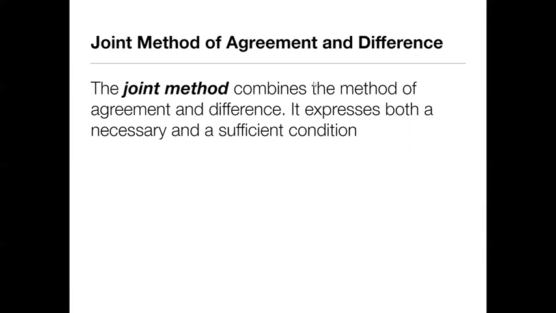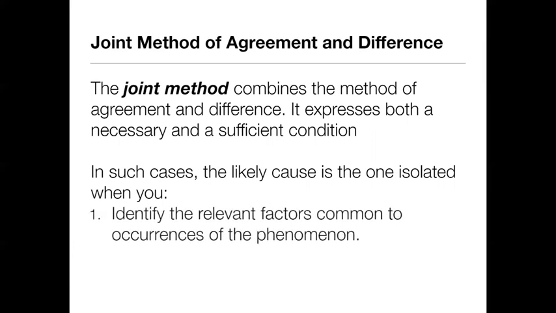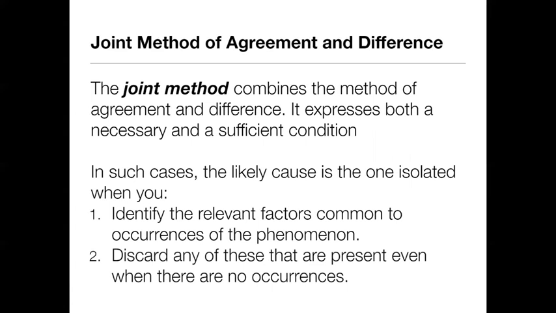This is where we combine both the method of agreement and difference, and it expresses both a necessary and a sufficient condition. So in such cases, the likely cause is the one isolated when we identify the relevant factors common to occurrences of the phenomenon and discard any of these that are present even when there are no occurrences. So to frame this another way, this is why we use control groups and experimental groups in clinical trials to do just this, the joint method of agreement and difference.